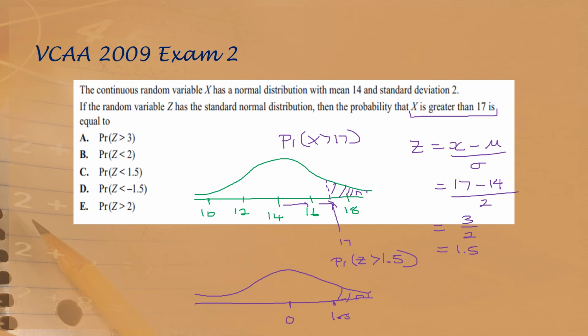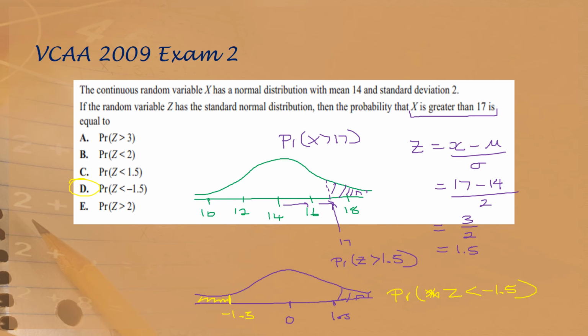However, because the normal distribution is symmetrical, that means that this purple area here is actually exactly the same as this yellow area here. Because it is symmetrical, if I go 1.5 standard deviations from the mean in either direction, I will get the same area under the curve, which means the same probability. So an equivalent way of finding this probability is by doing the probability that z is less than negative 1.5, which gives us the answer D.